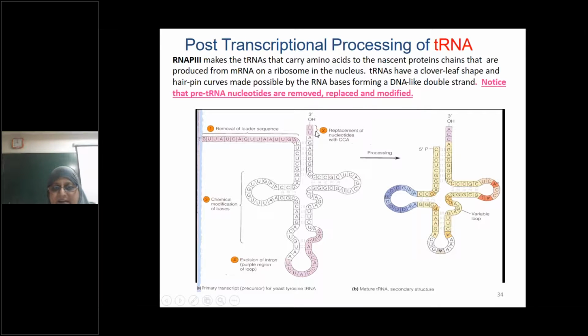Replacement of the nucleotides here, you can see it is UUA. Here, replacement of the nucleotide occurs with CCA. And then you have the removal of the leader sequence from this end. Then chemical modification of the bases takes place here. And excision of the introns, the purple ones, will take place in this loop. So this is the primary transcript of the transfer RNA, and this is the mature transfer RNA.